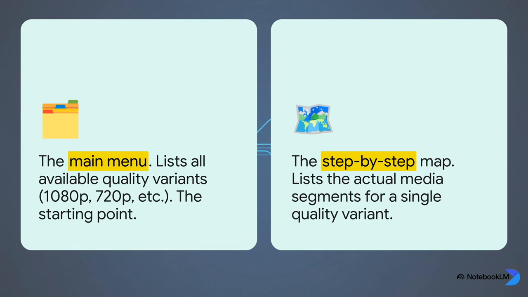Now, it's really important to know there are actually two types of playlists working together here. You've got the master playlist. Think of that as the main menu, listing all the different quality options. Once the player picks a quality, it gets sent to a specific media playlist, and that is the step-by-step map of video chunks for that one single stream.